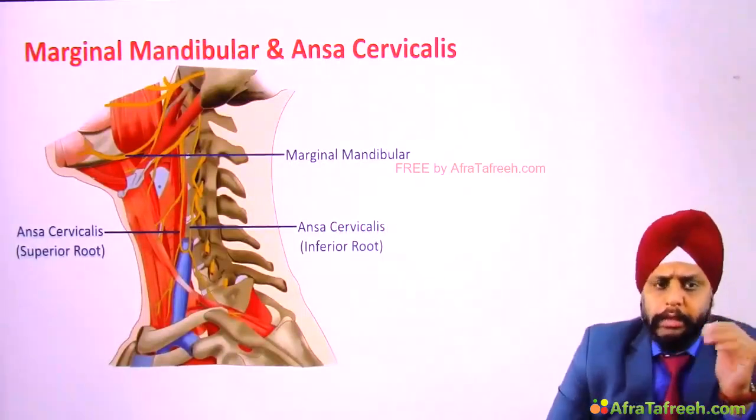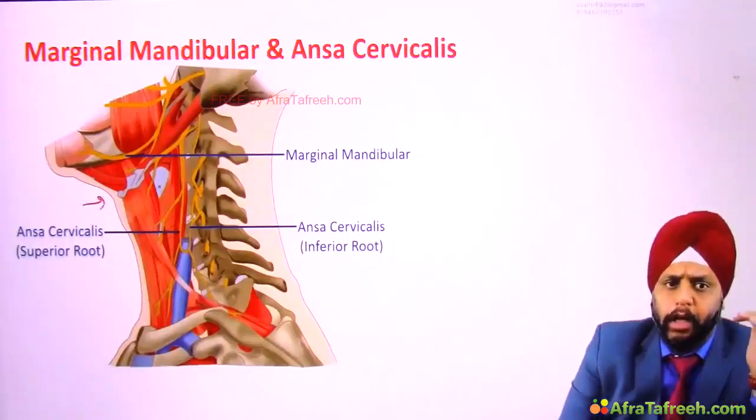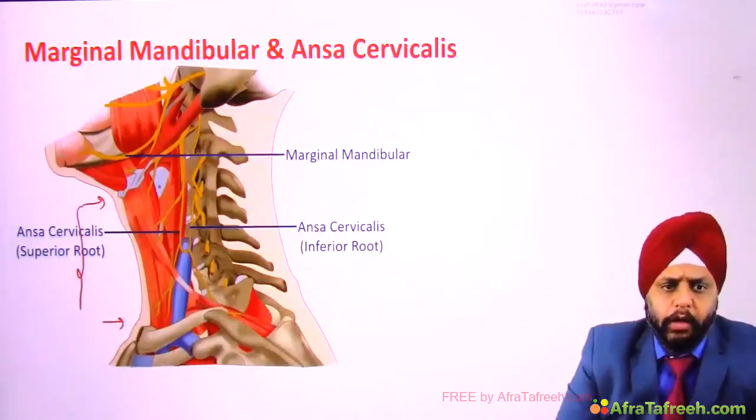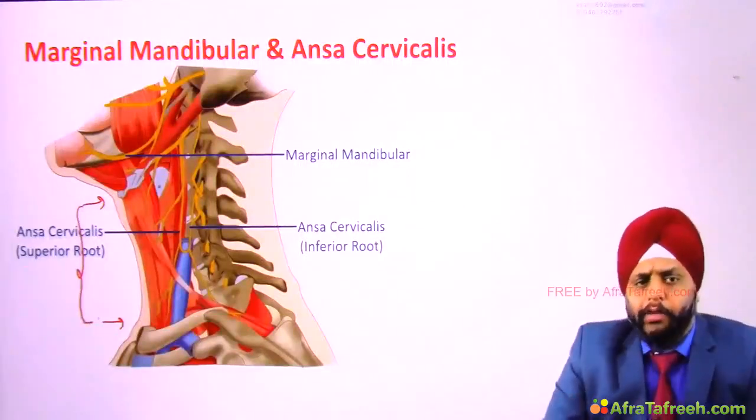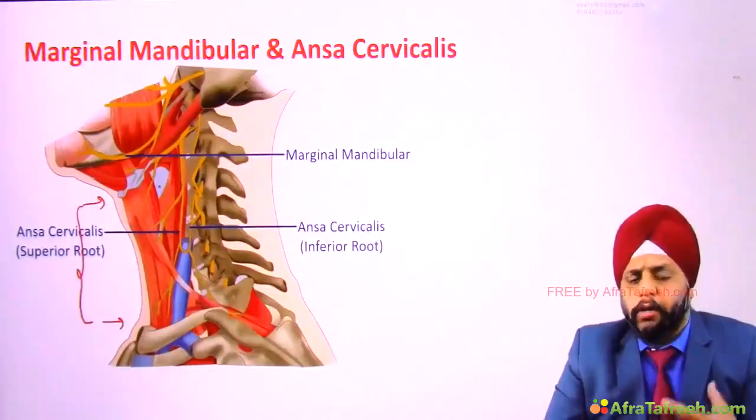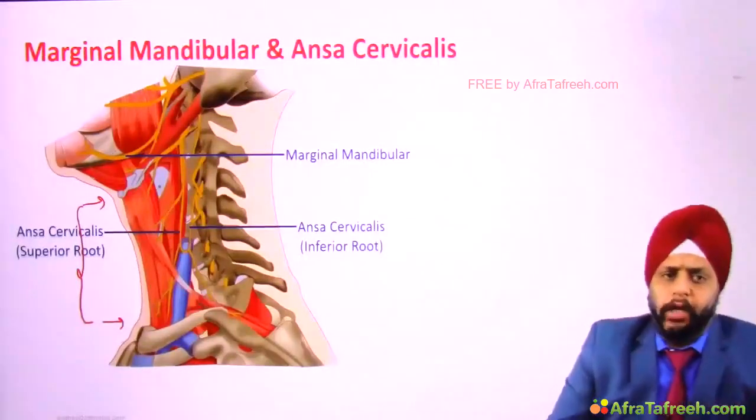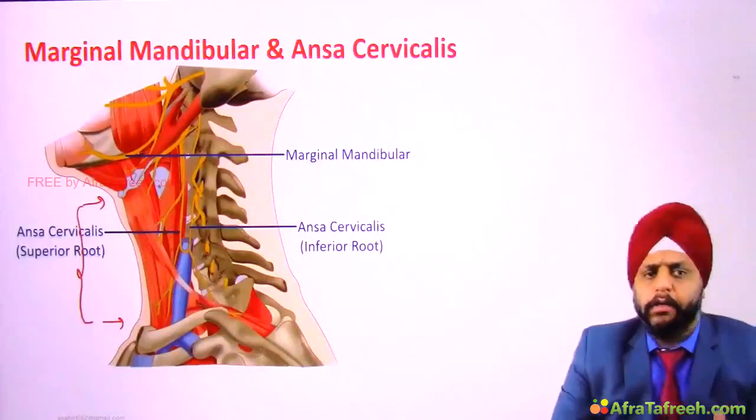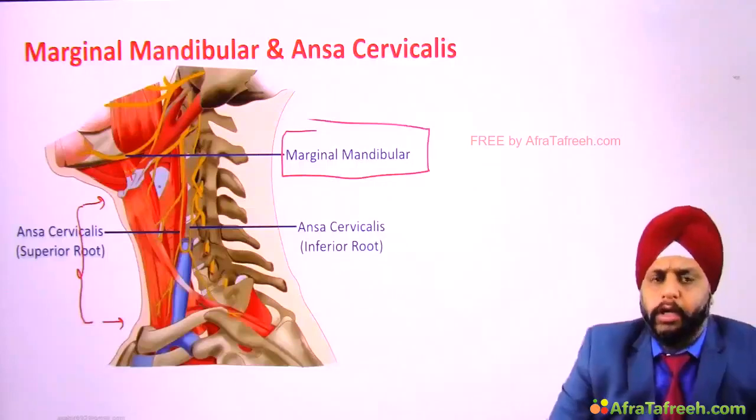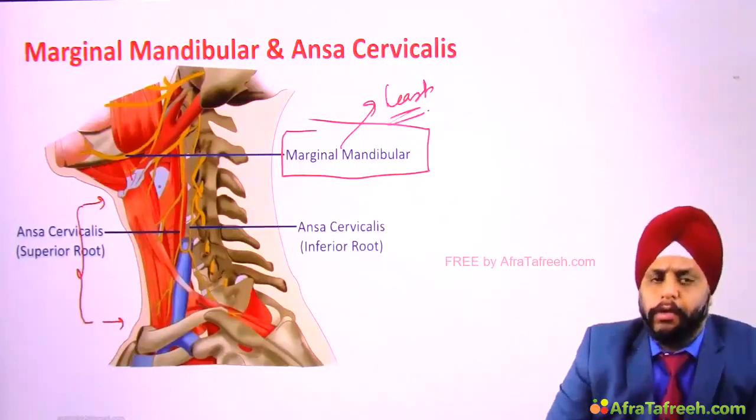Remember, the extent of the exposure for the thyroid surgery is from the hyoid bone to the sternum. This is the extent of the exposure in most cases, unless we have an unusually large thyroid, which tends to extend inferiorly. The marginal mandibular nerve is way above the hyoid bone. So this is not the place where we will do the surgery, and it has the least chances of injury in thyroid surgery.